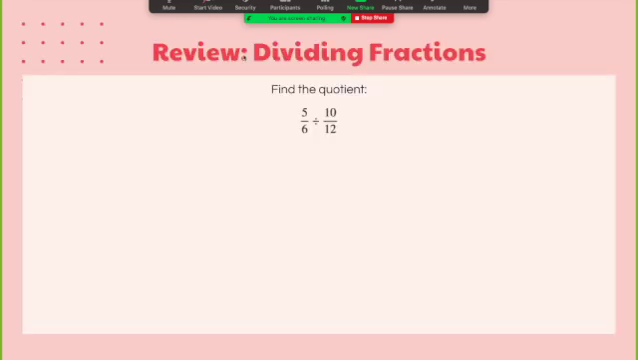So let's start off with review first. I'll give you a few minutes to answer this problem. It's asking you to divide the following fraction and find out the quotient. So I'll give you a few minutes to do that on your own.